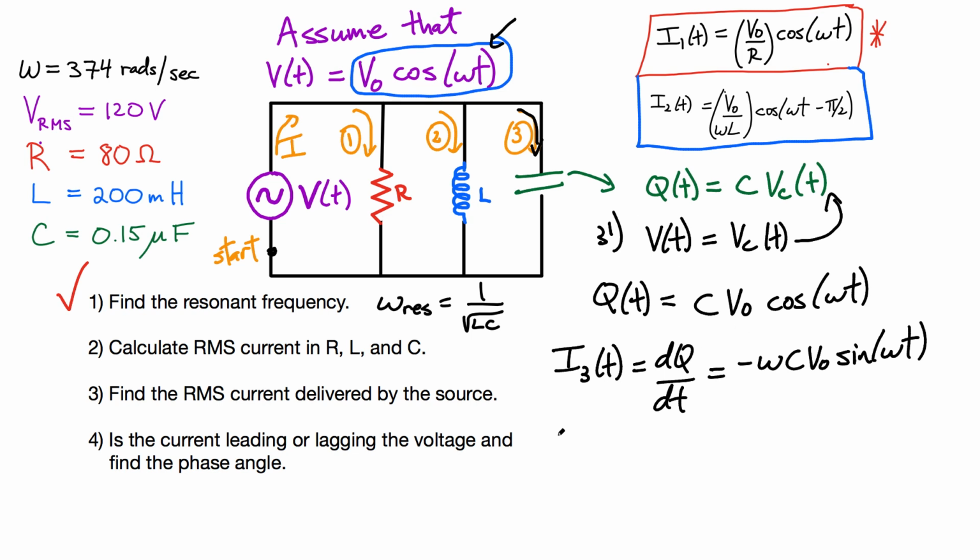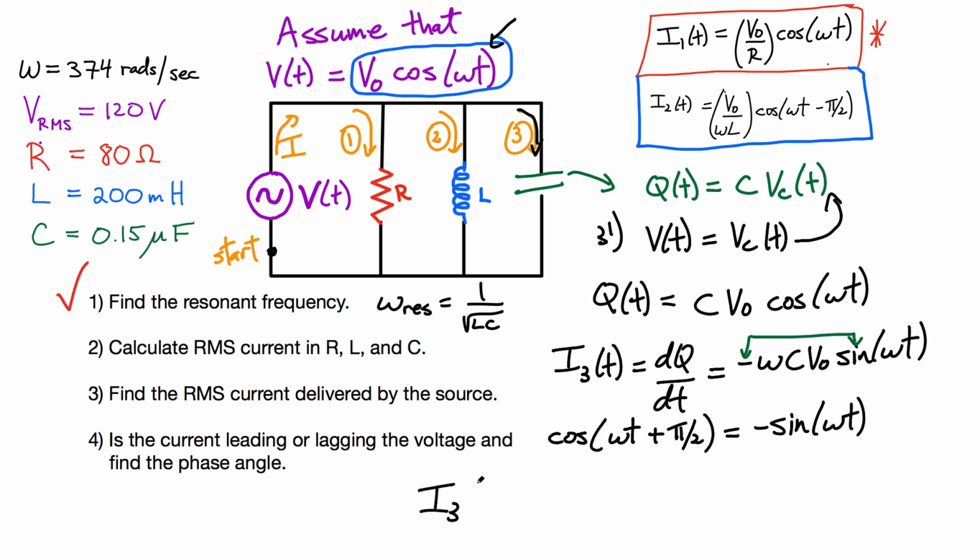So the identity I use in this case is that cos of omega t, if I shift it now in the opposite direction by 90 degrees, by pi over 2, is actually equal to minus sine of omega t. So here you can group some of the terms: here's the negative, and here's the sine of omega t. I can take those and replace them with my cos function. So my last equation for the current in that capacitor branch should look like this.